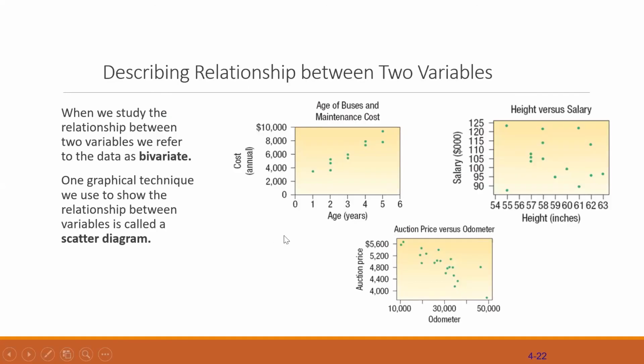Like if I go back in terms of R, in this example, age of buses and maintenance cost, I would expect this R to be very close to 1. In this example, height versus salary, I would expect this R to be close to 0. In the last example, price versus odometer, I would expect R to be close to -1, but not as close as the first example. The first example, that R will be very close to +1. In the last example, R will be relatively close to -1, right?